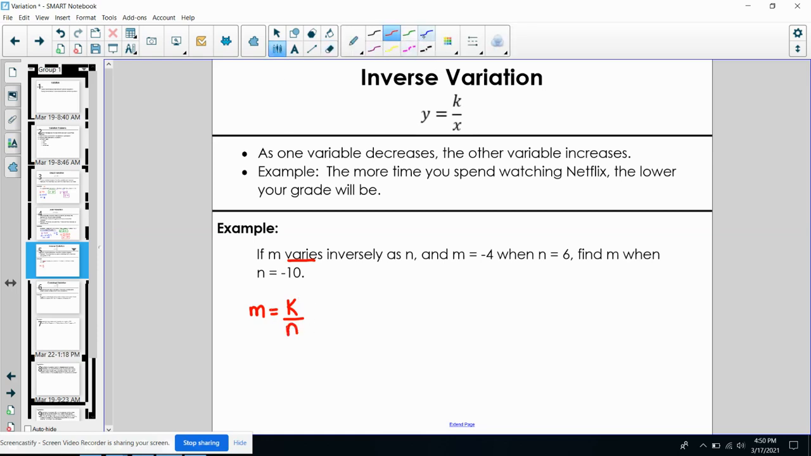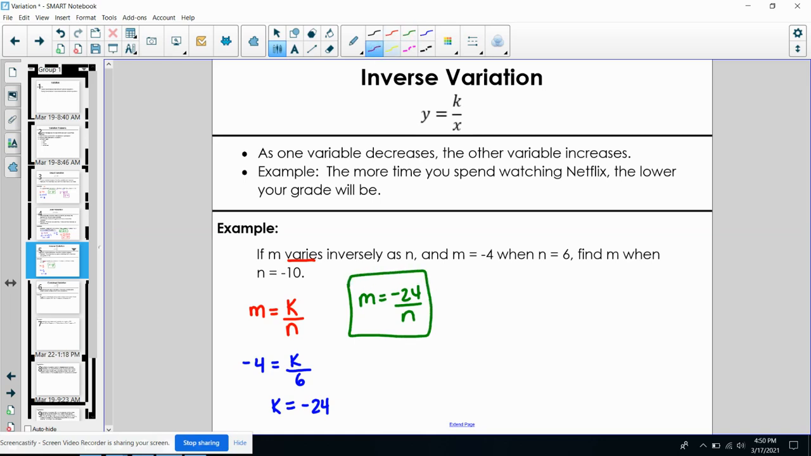So similar to what we did before, we're going to use the information to solve for k. So m is negative 4, k over n, which is 6. So when we solve this, we get that k is equal to negative 24. We're going to take that, plug it in. So we'll say m equals negative 24 over n. So this is the equation for this problem that we're using.